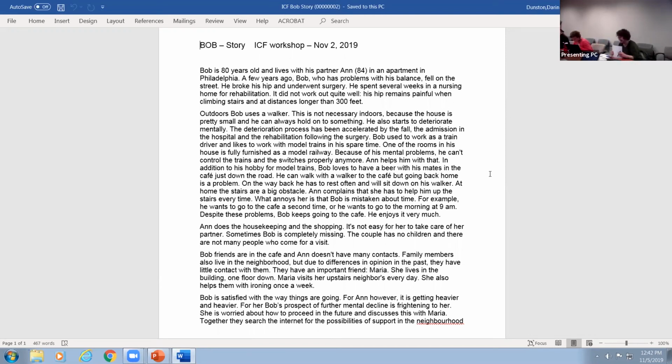She's helping. She's helping her husband. Alright, so environmental factors: he can walk in the house, the stairs are a challenge. The pub is a bit too far away. Yeah, exactly, right.